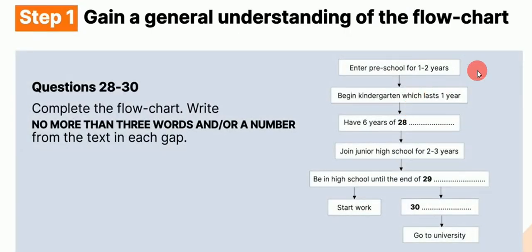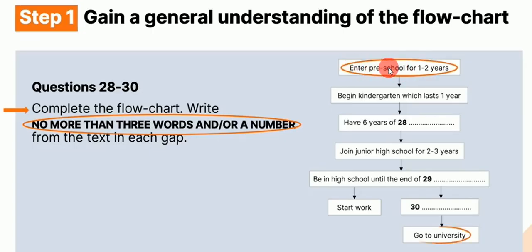Here's an example of a flowchart completion question. Can you see the instructions? Your answer can have no more than 3 words and/or a number from the passage. Take a moment to look at the chart more closely. What do you think the topic of the flowchart is? Here's a hint. It begins with entering preschool and ends with starting work or going to university.